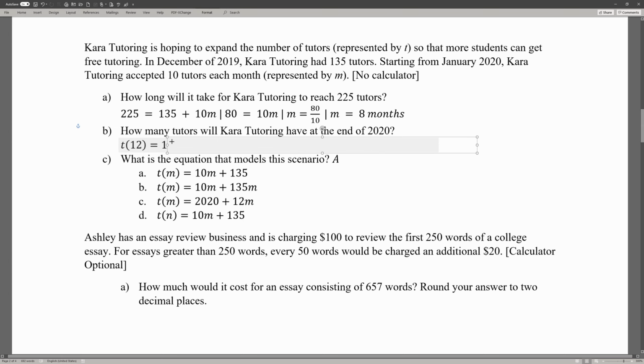So T of 12 is equal to 10 times 12 plus 135. Then we just simplify that. So T of 12 is equal to 120 plus 135. And then we add those two together to get 255 tutors.